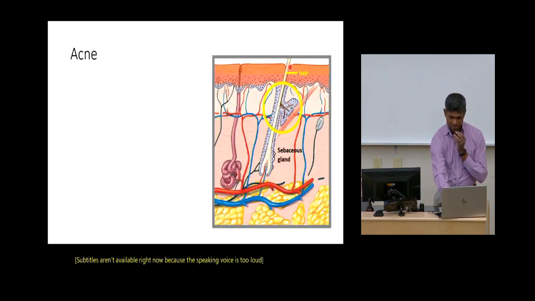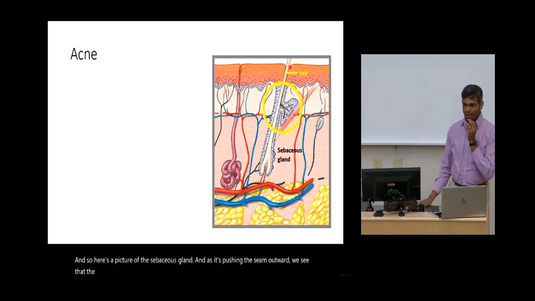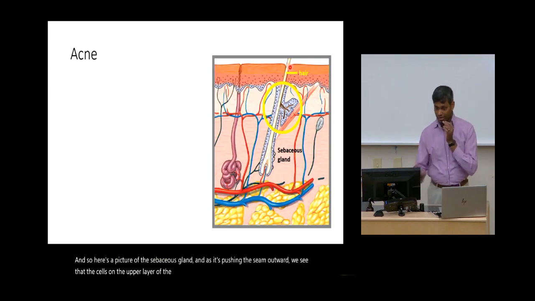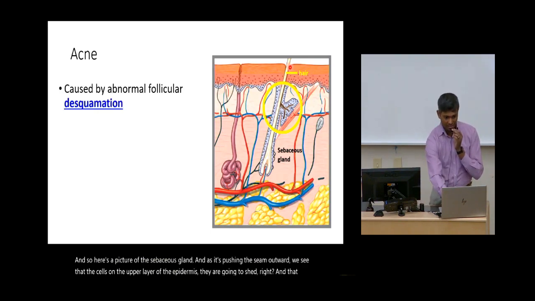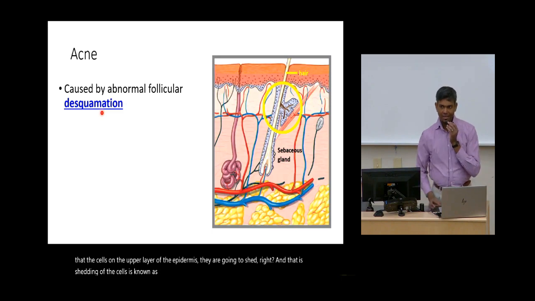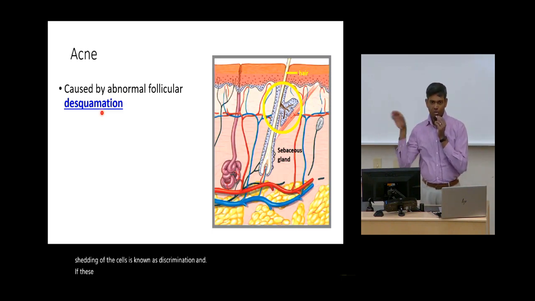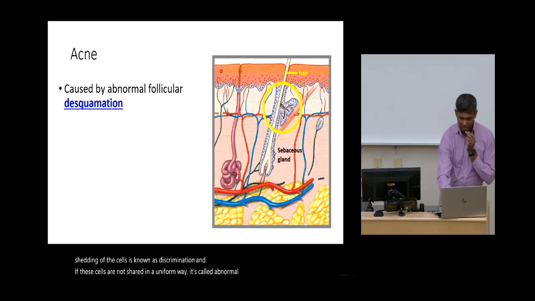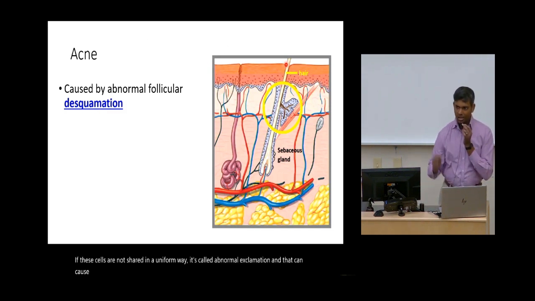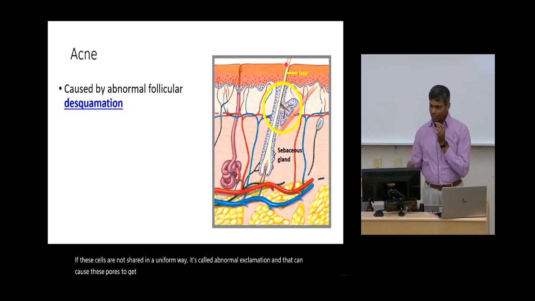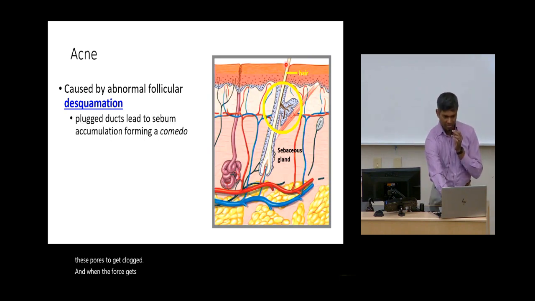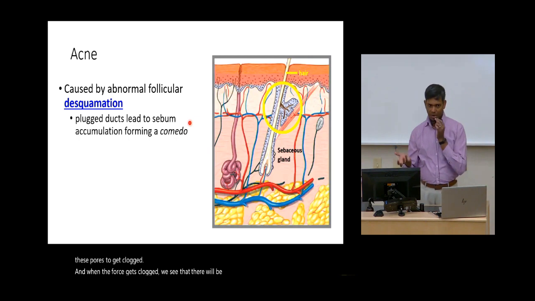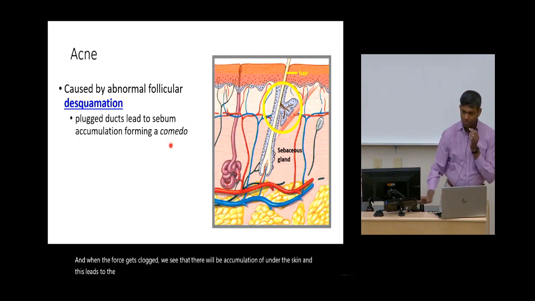And as it's pushing the sebum outward, we see that the cells on the upper layer of the epidermis are going to shed, right? And that shedding of the cells is known as desquamation. And if these cells are not shed in a uniform way, it's called abnormal desquamation, and that can cause these pores to get clogged. And when the pores get clogged, we see that there will be accumulation of sebum under the skin, and this leads to that bump, which is called a comedo.